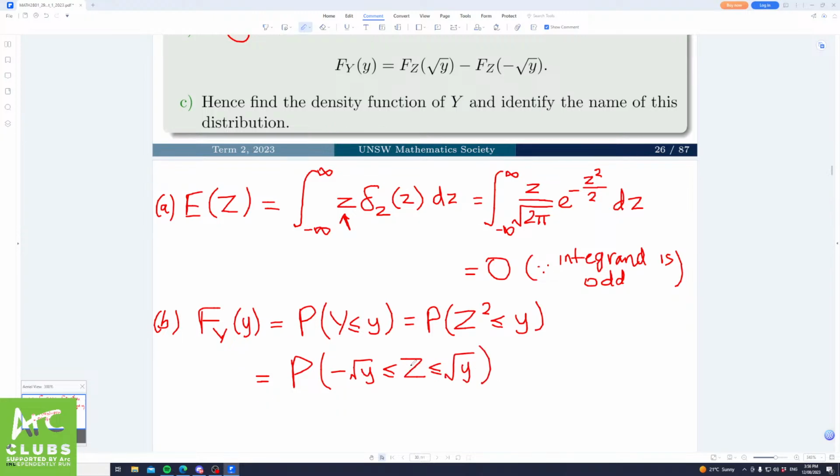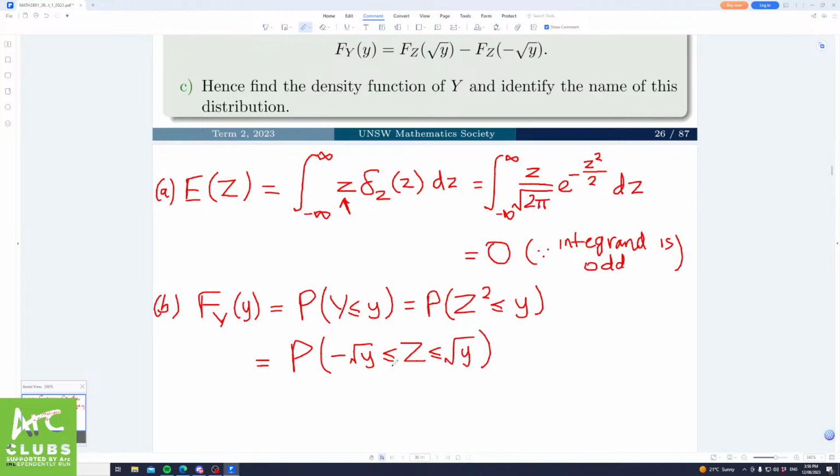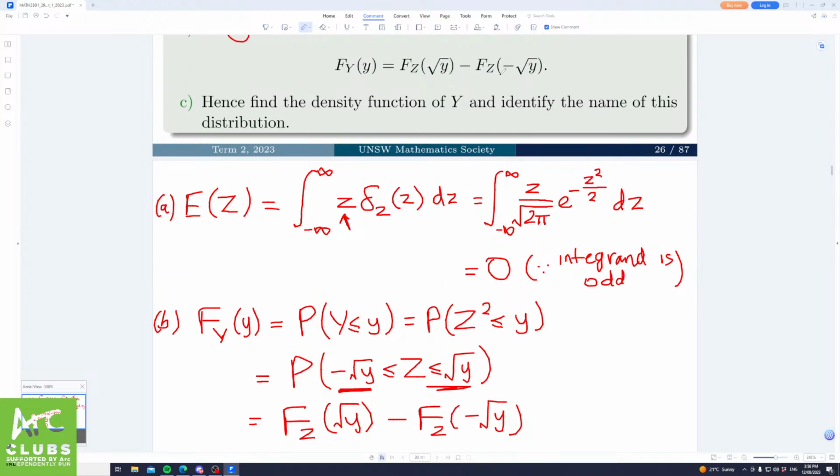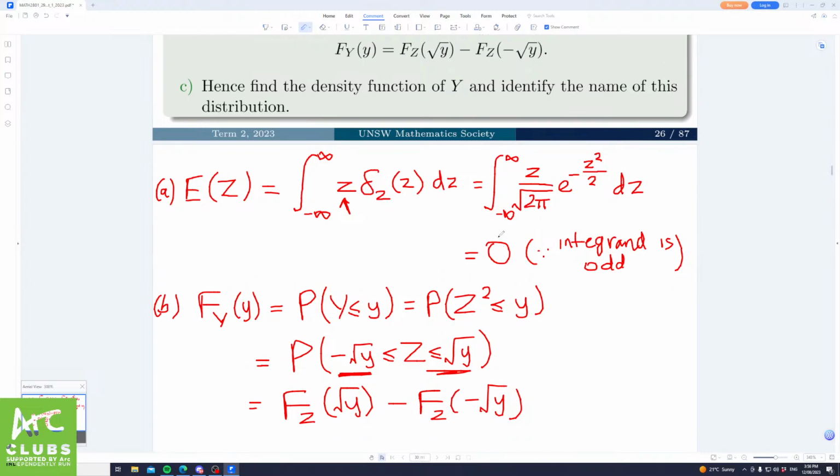Right? Because if Z takes any values between these two, then when we square it, we're going to be less than or equal to y. And again, we have this sandwich idea where the random variable is sandwiched between two constants. We can write that as the CDF of Z at root y, the bigger bound, minus the CDF at the smaller bound, which is that. And I believe, yep, that's all we had to show. So that's the end of part B.